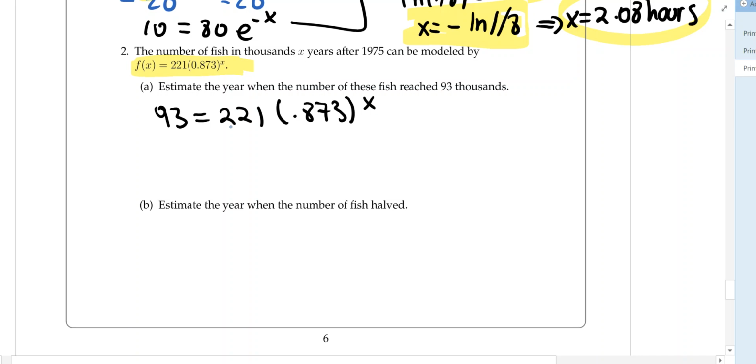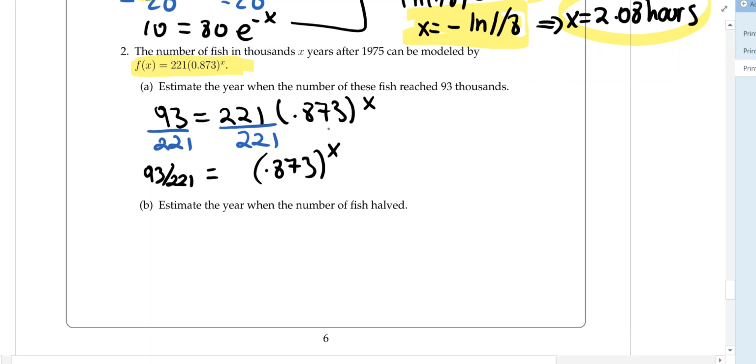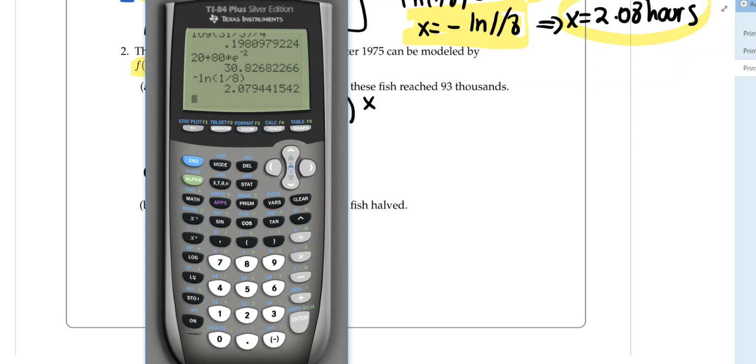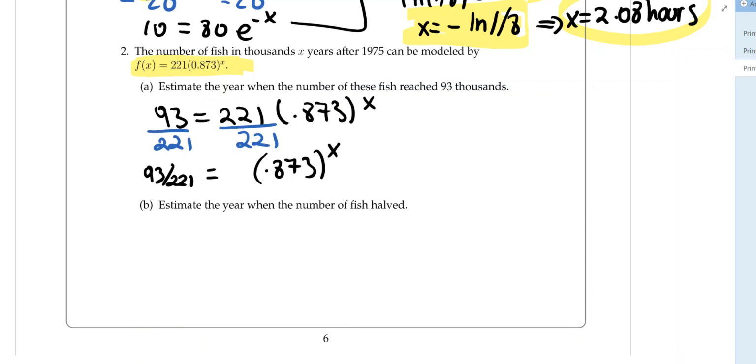So I'm going to divide both sides by 221. So then I'll have 93 over 221 equals 0.873 to the X. Now I need to solve for X because X is going to tell me when it reached 93,000. So to bring the X down, we have to apply log of both sides. Notice that in your calculator, you only have log or ln. So pick one of them and that's the one you're going to apply. So let's do log this time. So I'm going to take log of both sides.